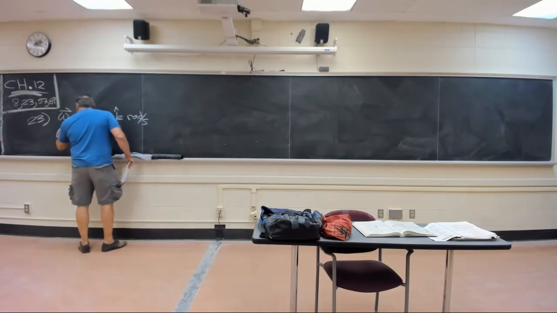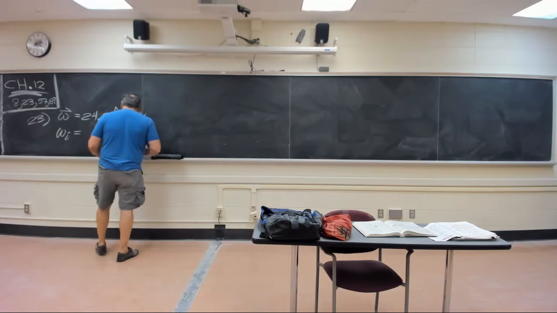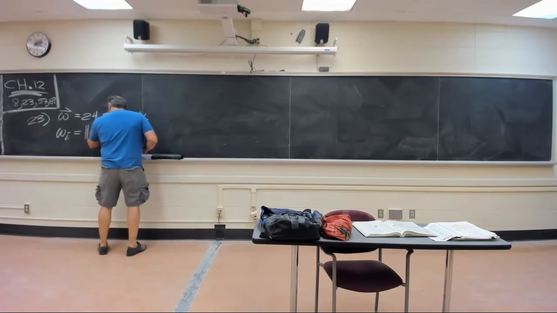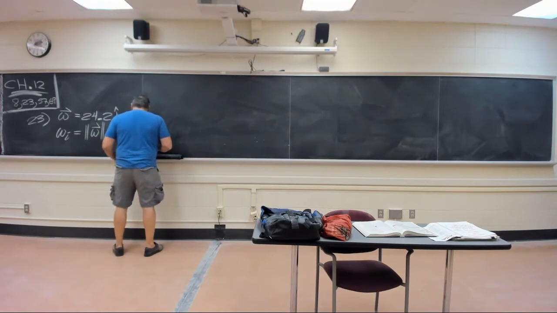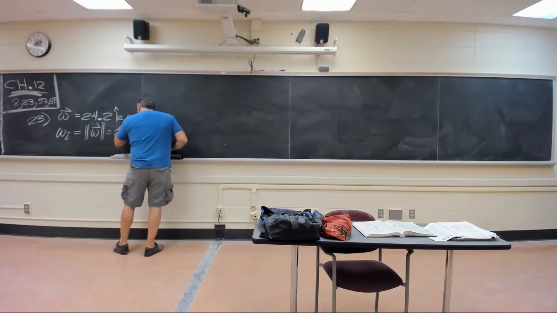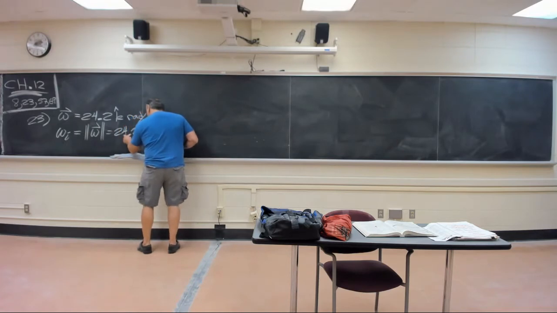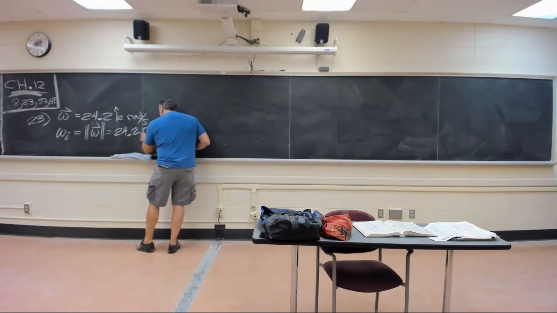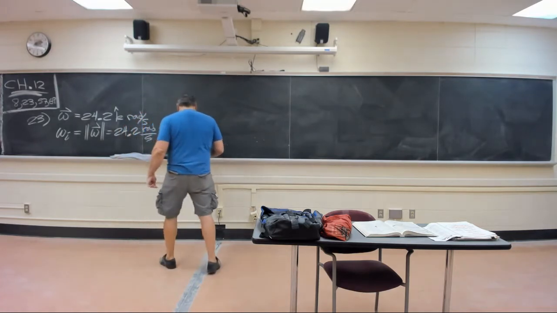Well, that's initially how fast it's going. Let's just talk about the magnitude of angular velocity. The magnitude of angular velocity is simply the magnitude of the angular velocity vector, and that's just going to come out to 24.2 radians per second. True.